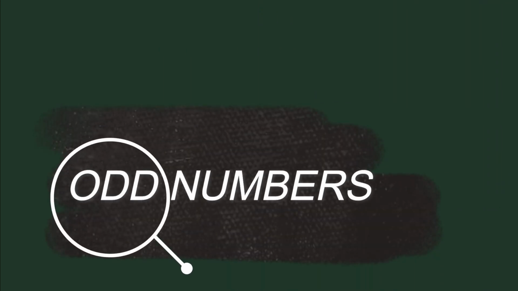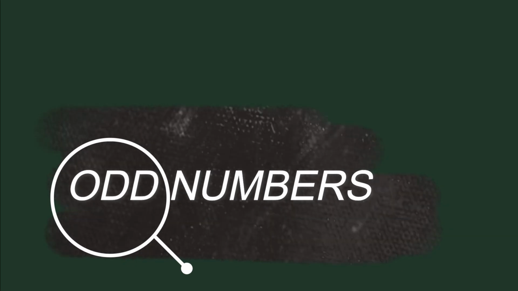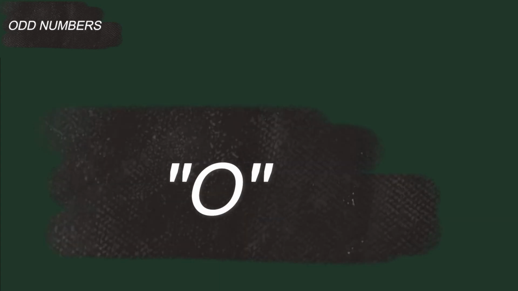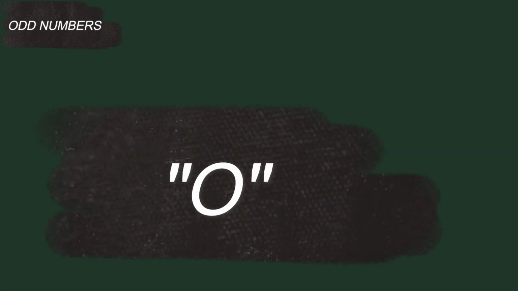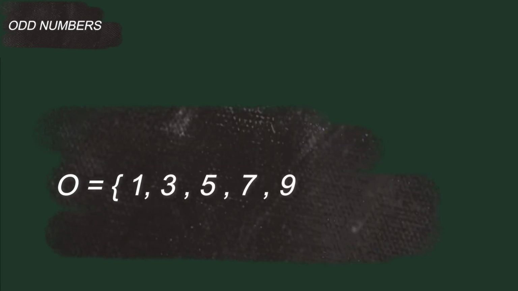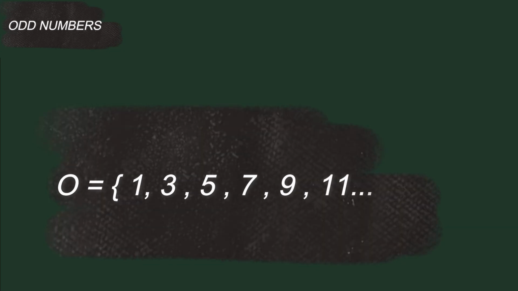Odd numbers? Odd, what does it mean? The natural numbers that leave a remainder 1 when divided by 2 are known as the odd numbers. All the odd numbers are denoted by O. So the set of odd numbers O equals 1, 3, 5, 7, 9 and so on.